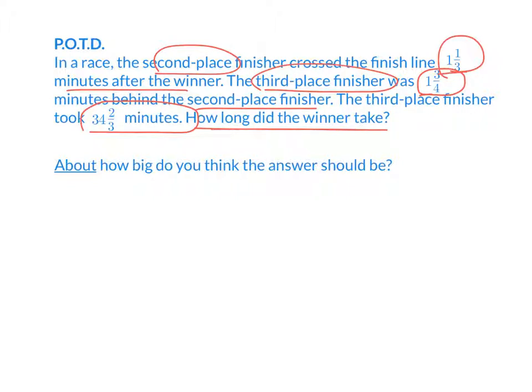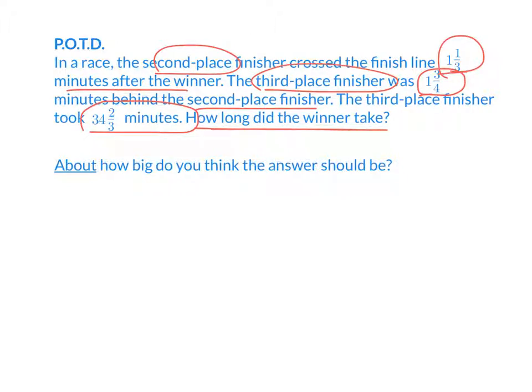Here's what I mean when I say drawing a tape diagram will really help you. Let's say that this is the winner, the amount of time that the winner took. And that's what we're trying to find out, right? Now, if I wanted to draw a bar that shows the second place, how much longer would the second place be? The second place person took some extra time, didn't they? How much longer did second place take compared to the winner? Everyone? 1 1/3.